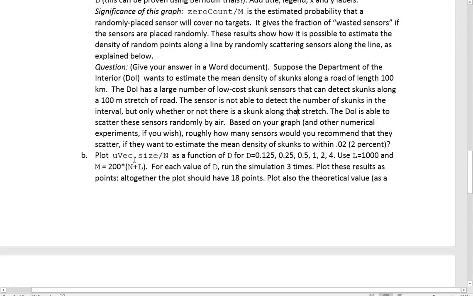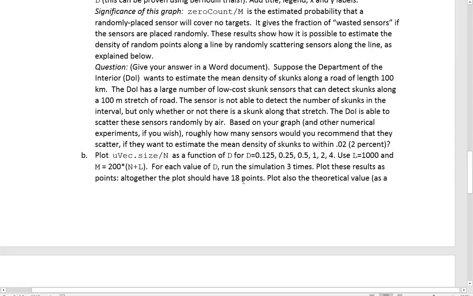Okay. Next simulation, so this would be another code or another section in the same code. So we're plotting uvec.size over n as a function of density, with the same values of density. We'll use L equals 1,000, but we're going to use a lot more simulations. So this is going to take longer to run. For each value of d, run the simulation 3 times, plot these results as points. Altogether, the plot should have 18 points.